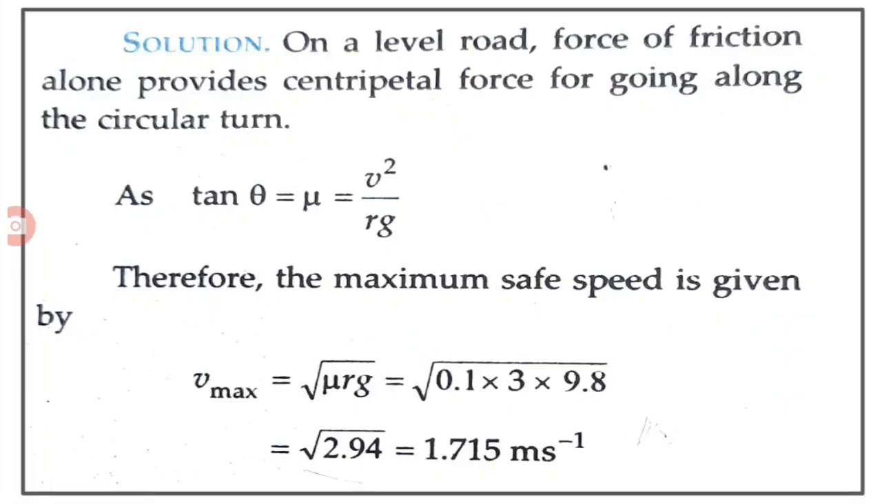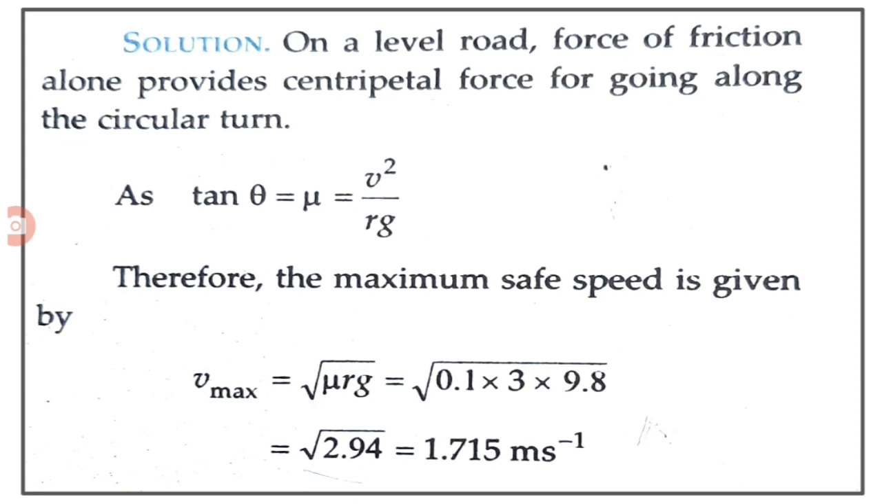In this question, we are asked to find the maximum safe speed. The maximum safe speed is given by the expression root mu r g. Mu is given, r also is given. So substituting the values of mu and r, we will get V max to be 1.715 meter per second.